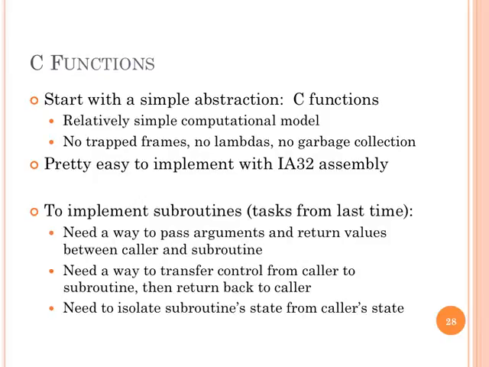And it is pretty straightforward to implement with IA32 assembly. So these are the things we had to do for subroutines. Figure out how to pass arguments and return values. That's a convention. We come up with a convention, and everybody follows it in our program, and we're happy. We have a way to transfer control from the caller to the subroutine in such a way that we can go back. And then we need to be able to isolate the subroutine state from the caller state, which we will also solve with a combination of technology and convention.